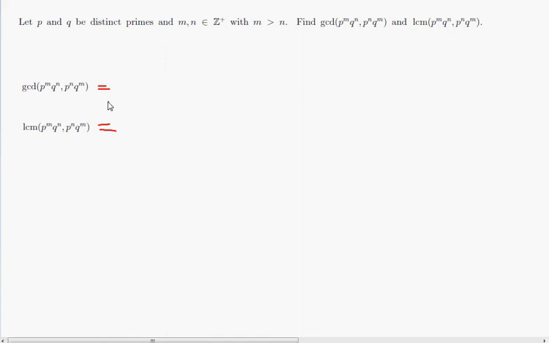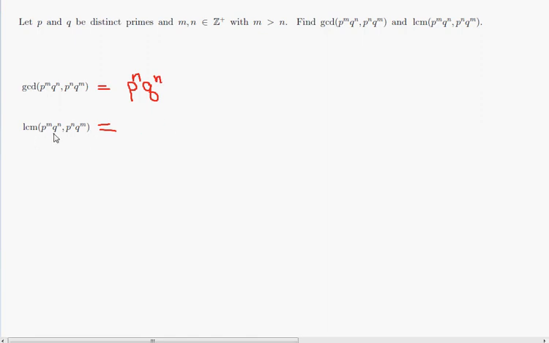The greatest common divisor, we need to find, we've got the prime factorizations here. So I need to find the least power for both primes. So we have p to some power and q to some power, and I need to take the least exponent. So m is bigger than n. So the least power of p is the p to the n. Likewise, the least exponent for q is the q to the n term. And so that'll be the GCD.